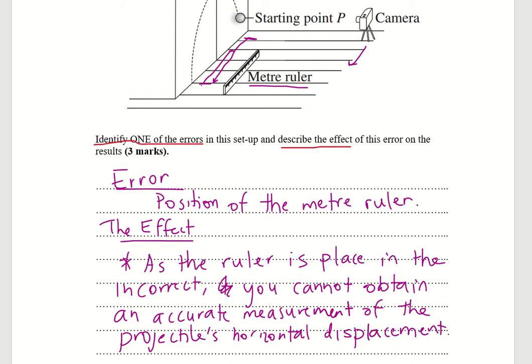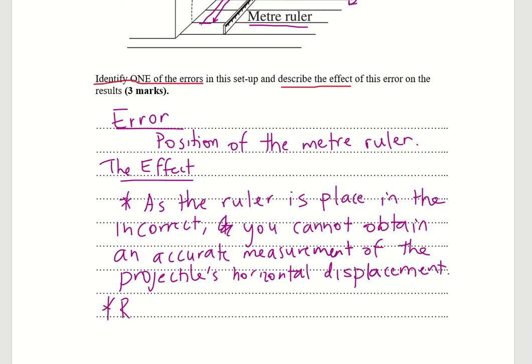Okay, so if I can't take an accurate measurement of the projectile's horizontal displacement, there are a couple of other things I can't analyze. I can't analyze the horizontal velocity, assuming that because the camera is also positioned in the wrong position, that can have an effect too. So that's my error, and that's the effect of not having the ruler covering the whole path.